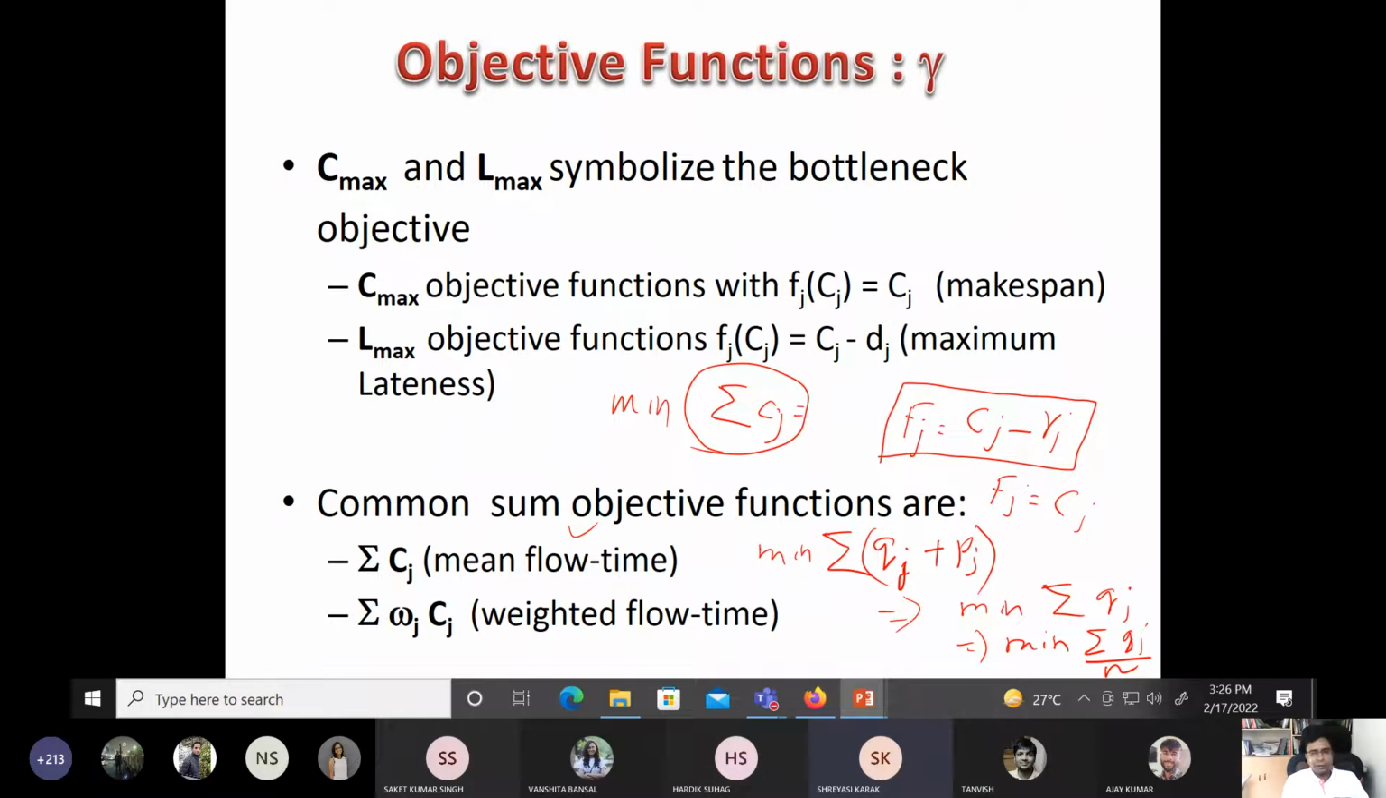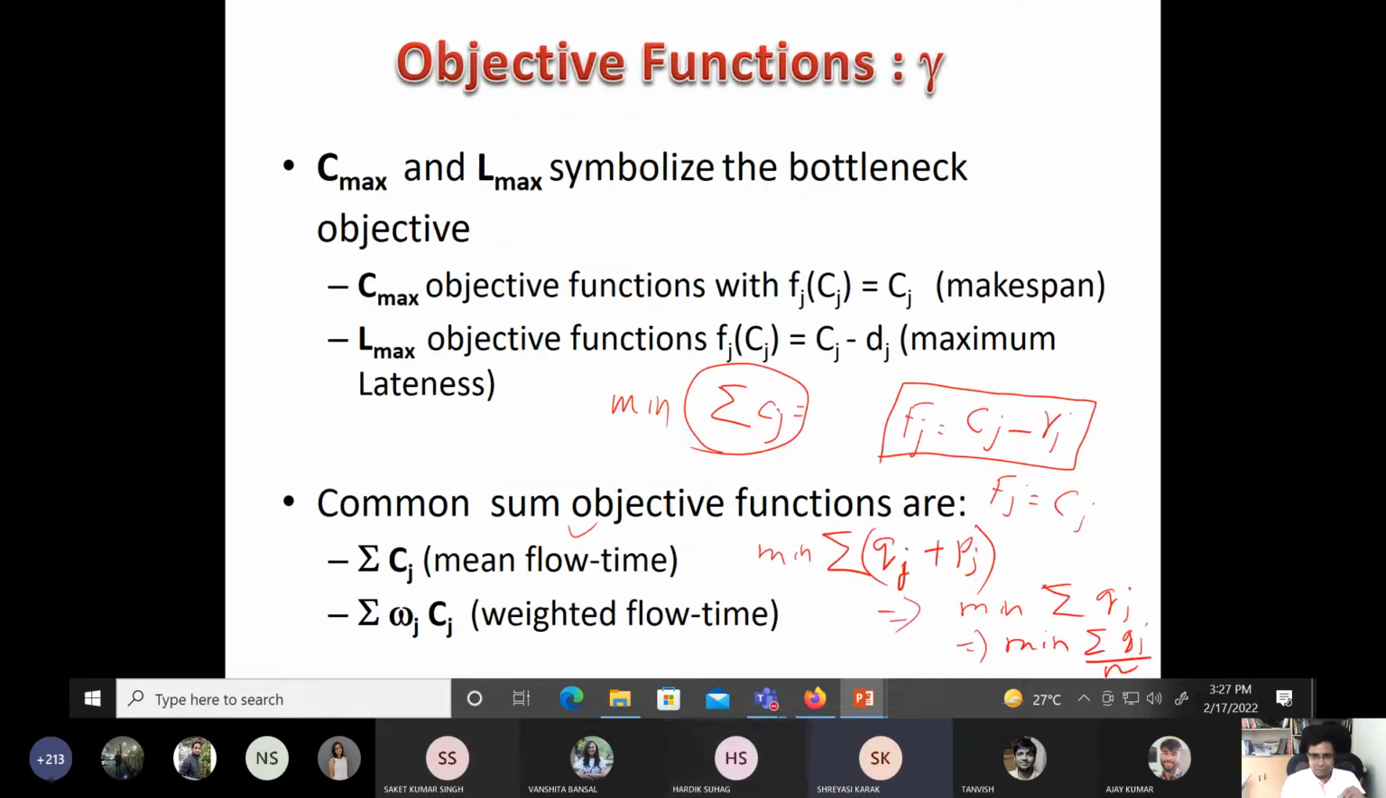Got my point? So another thing is weighted flow time. Suppose every task comes with a weight. In that case also, this is the problem statement. How we will do that is a different issue. So this is how we are defining the problem. We are not discussing the solution, we are discussing the problem. This is the common sum objective functions.